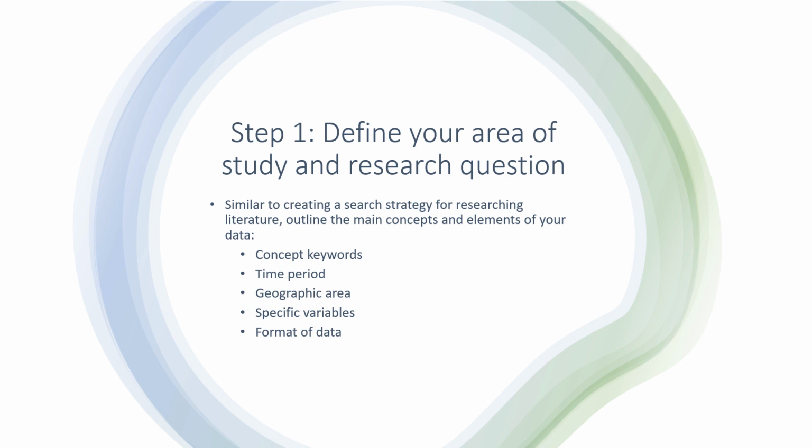In step 1, we want to define our area of study and our research question, just like we do when searching for traditional literature. We want to define our concept keywords. We also want to think about the time period, geography, and any specific variables and data format we need or prefer.